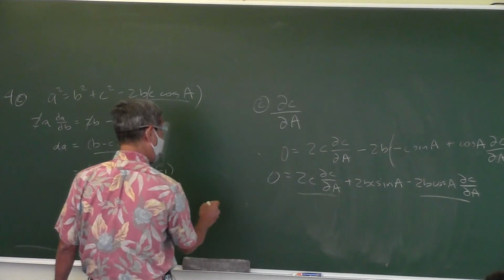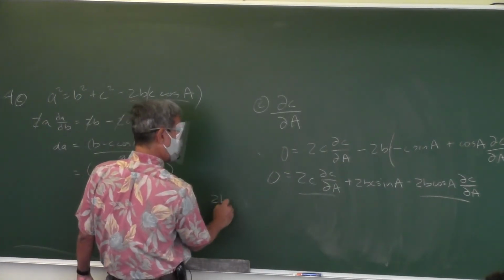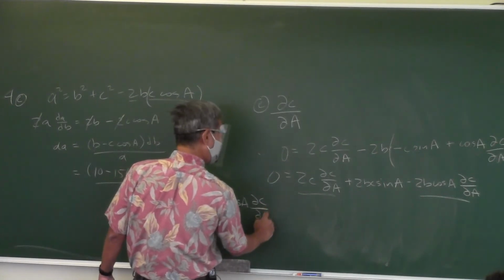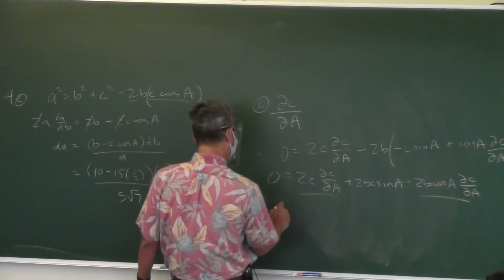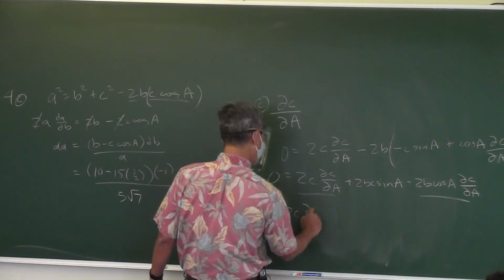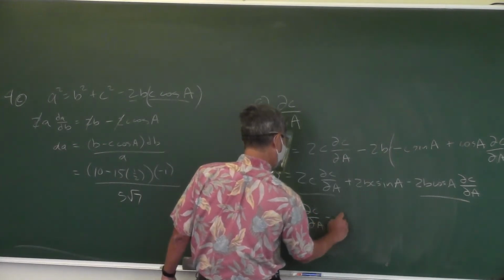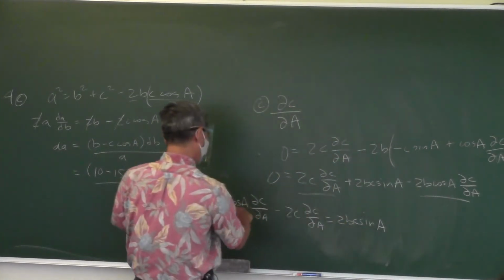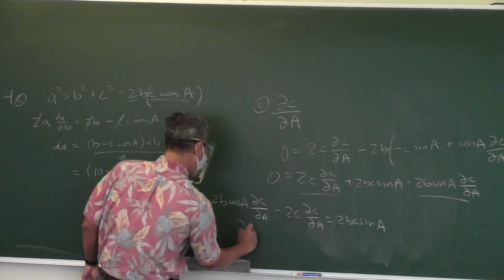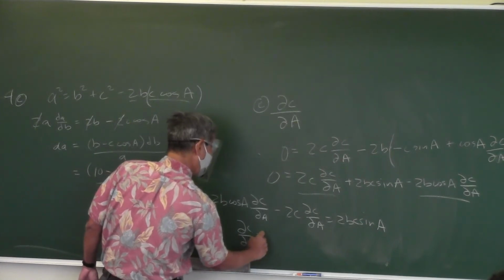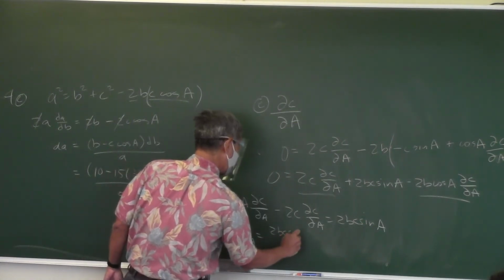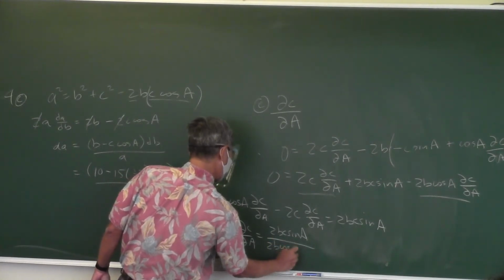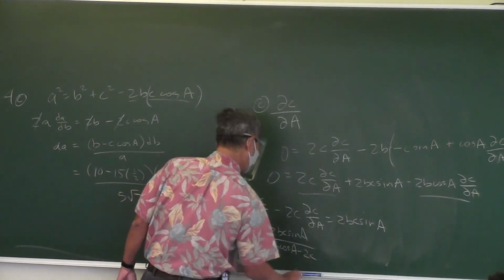We're going to move it on the left just for that. So 2B cosine A del C over del A minus 2C del C over del A equals 2BC sine A. And then if you factor it out and divide, then del C over del A is equal to 2BC sine A all over 2B cosine A minus 2C.